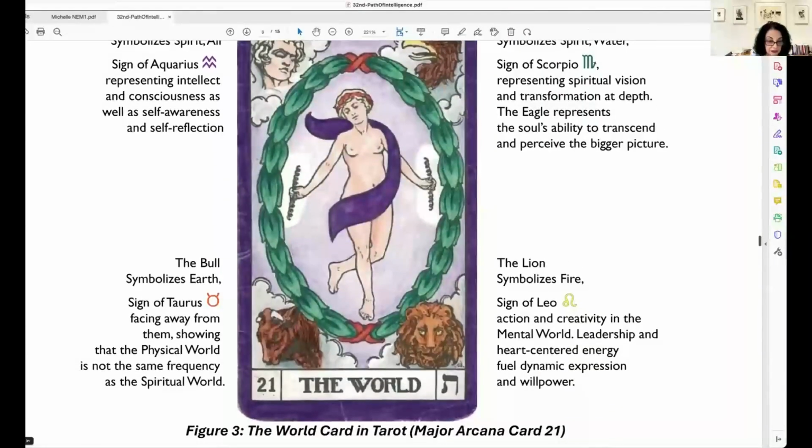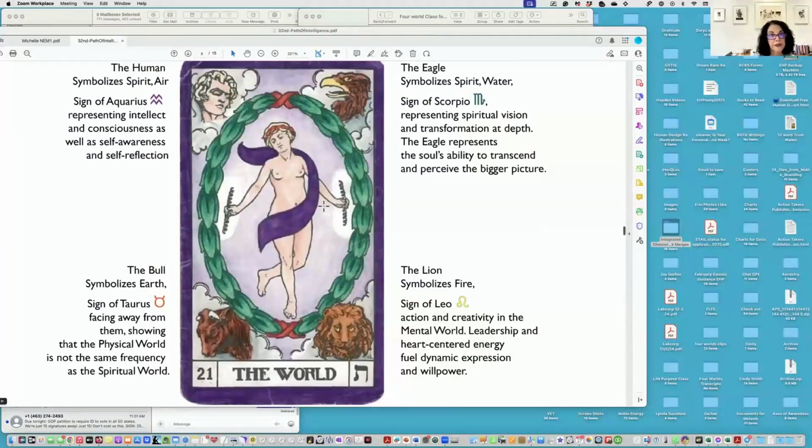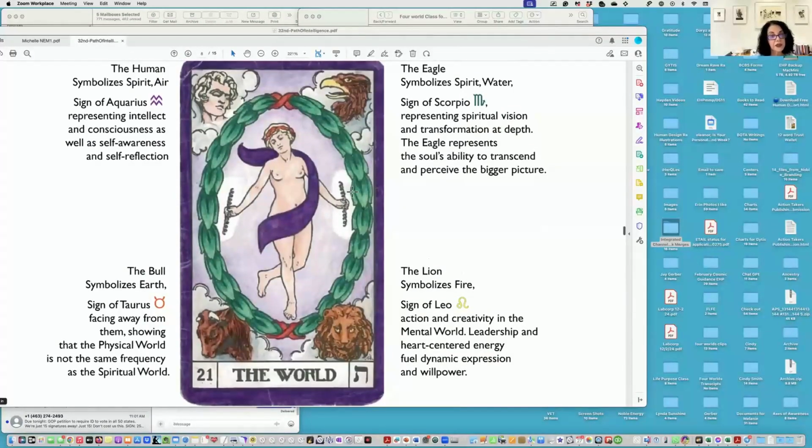Oh, I can just stop my share and then I can start my share. And then I can share this. Here you go. This is the world card.